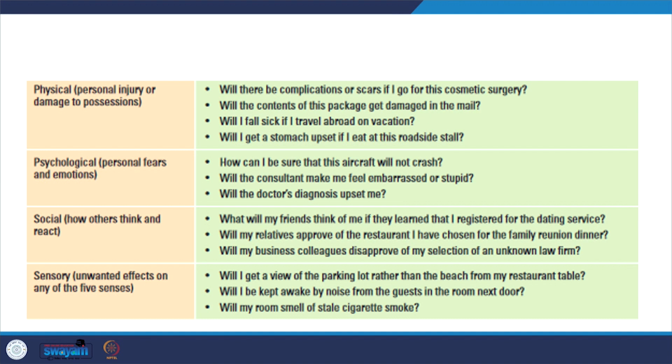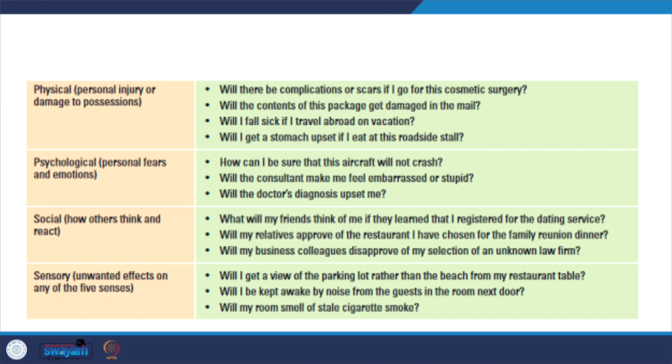The next type of risk is social risk, like how others will think or react to a particular thing. For example, what will my friends think of me if they learn that I registered for a dating service? Or will my business colleagues disapprove of my selection of an unknown law firm?